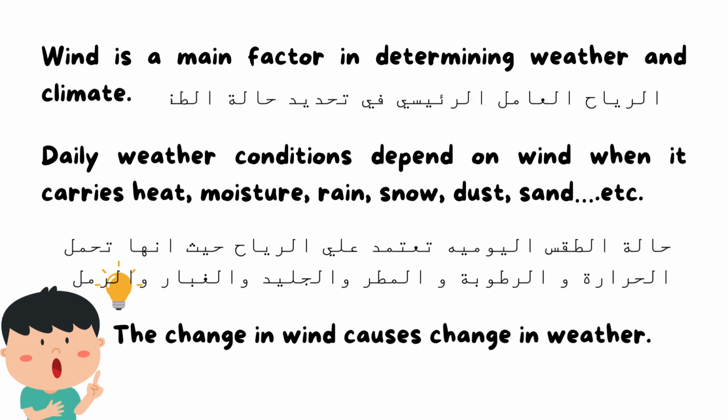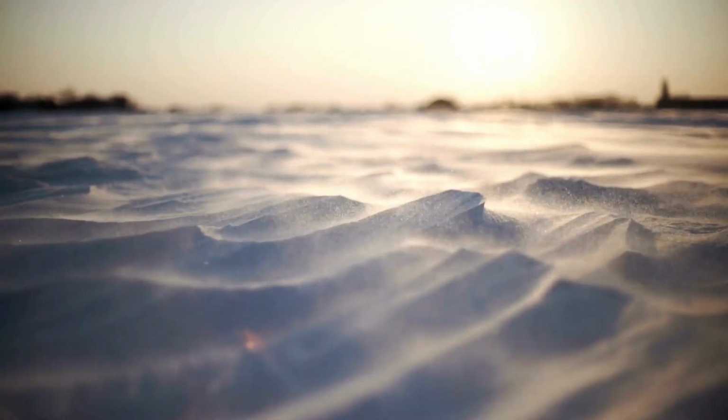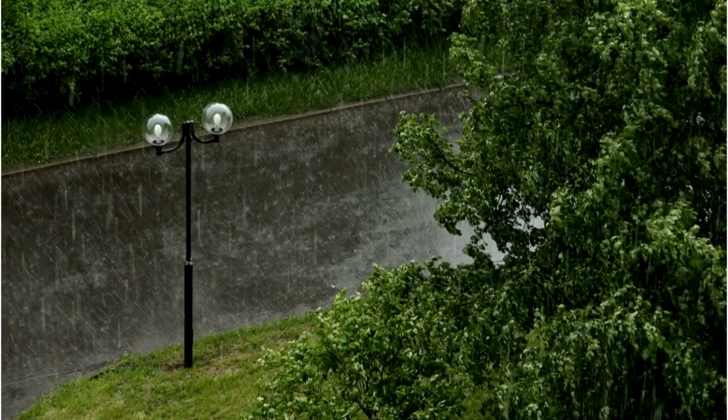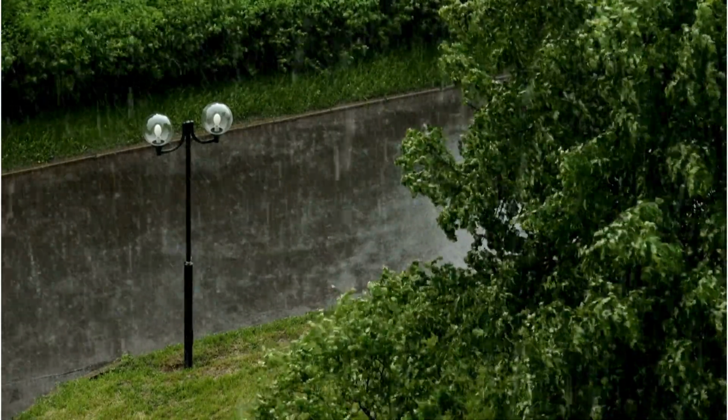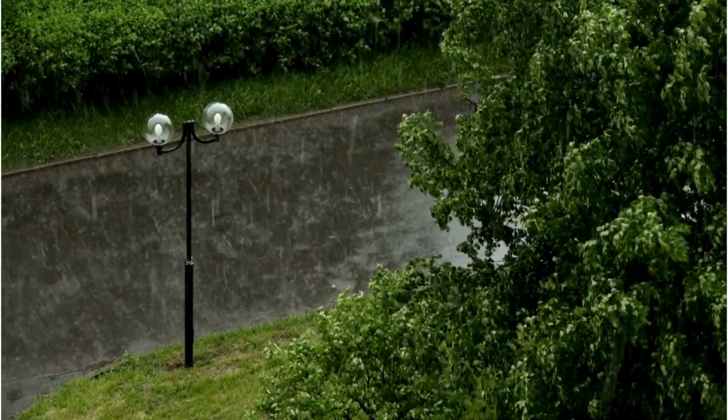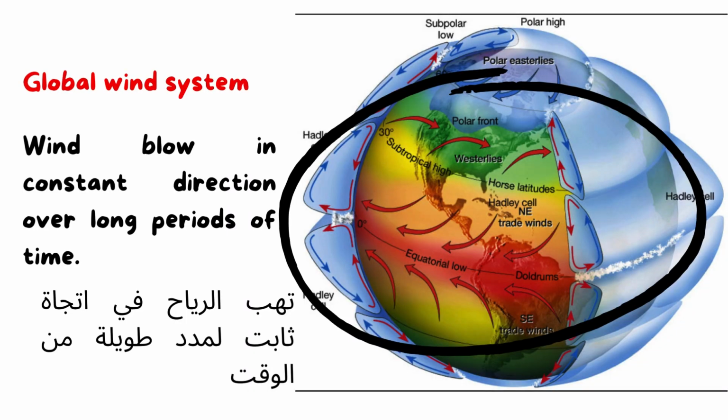As you see here, this is an example of the wind when it carries sand or dust, yes? Also here, wind carries rain, as you see, okay? So, wind blows in a constant direction over long periods of time. As you see here in this drawing, this is the direction of the wind. Wind blows in these directions over long periods of time, okay?